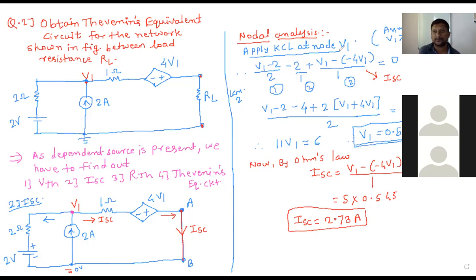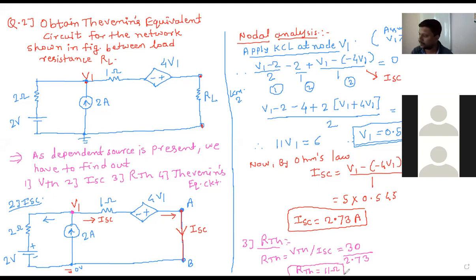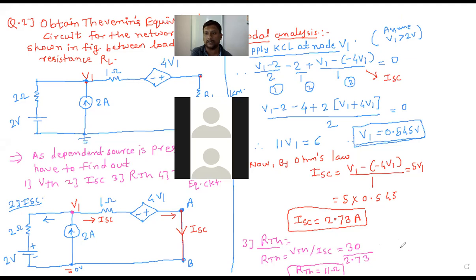Now the third step is we have to calculate RTH. That is very simple. RTH is equal to VTH divided by ISC. So VTH is how much? What answer did you get for VTH? 30. VTH is 30 volt divided by ISC, which is 2.73. So if I calculate RTH, I will get 11 ohm. Nearby 11, actually 10.98 comes. So 10.98 is nothing but 11 ohm. So I have now got all the values required for drawing the Thevenin's equivalent circuit.